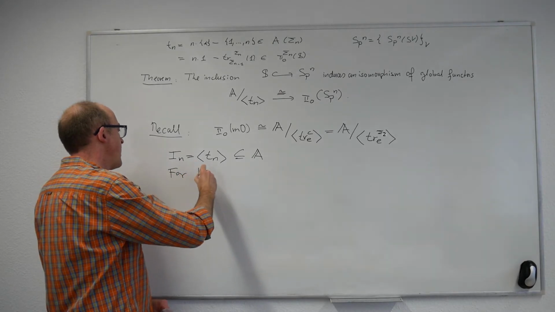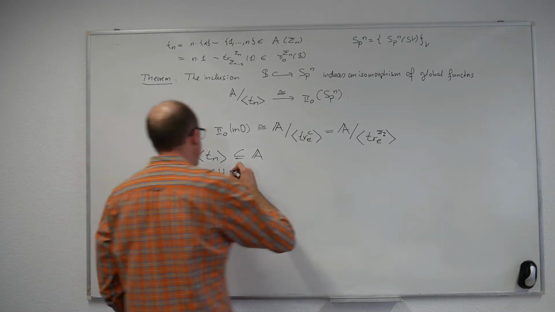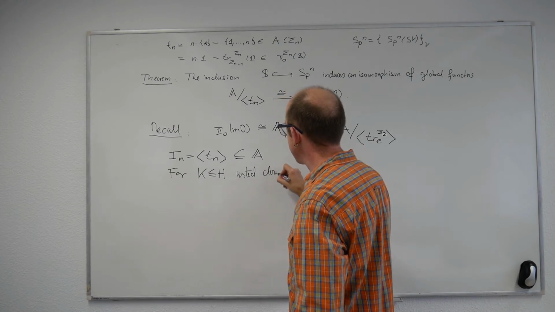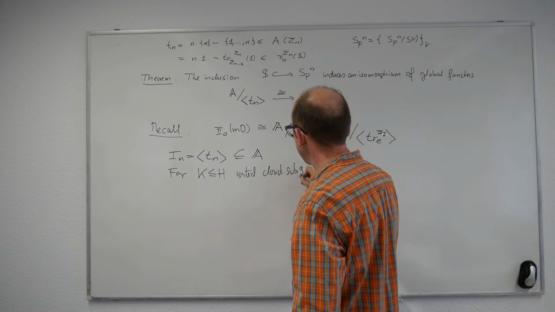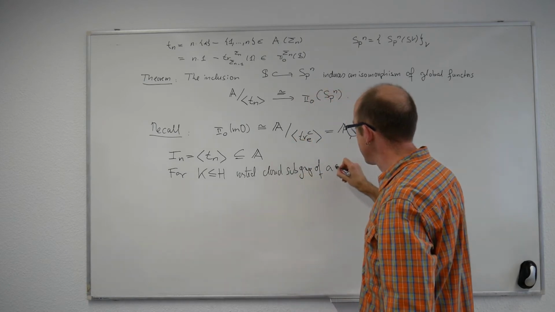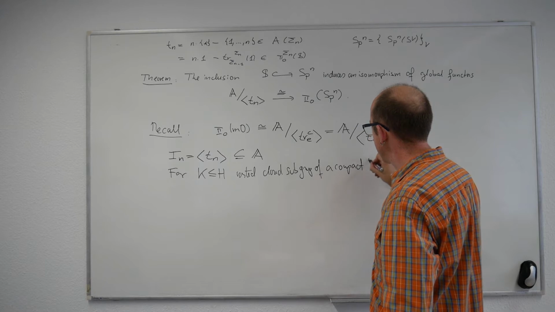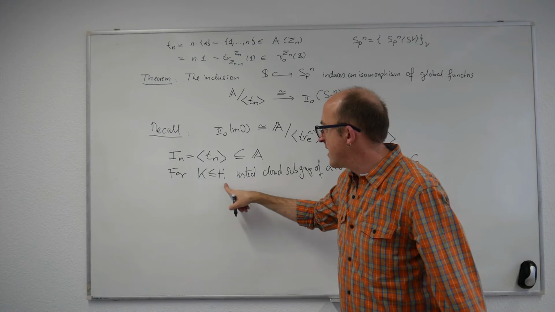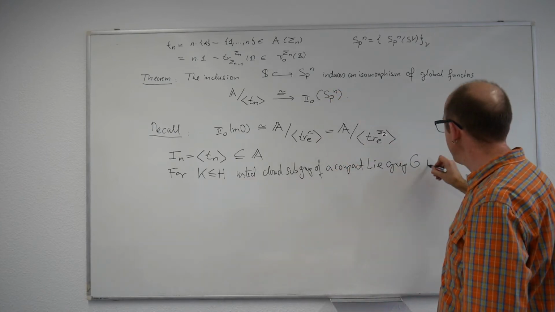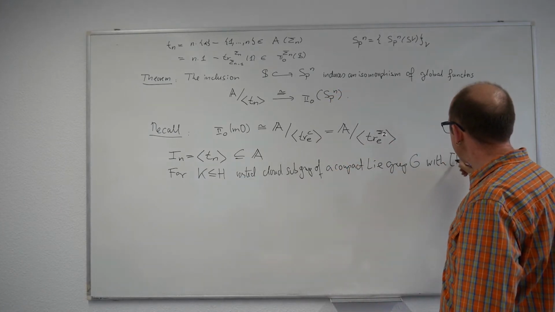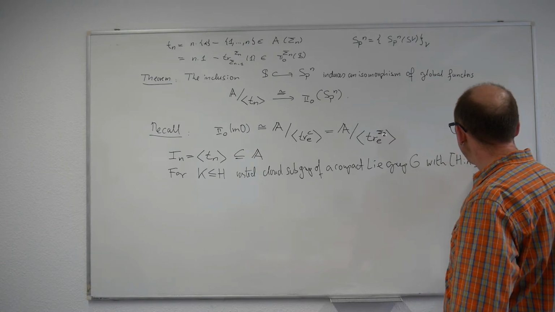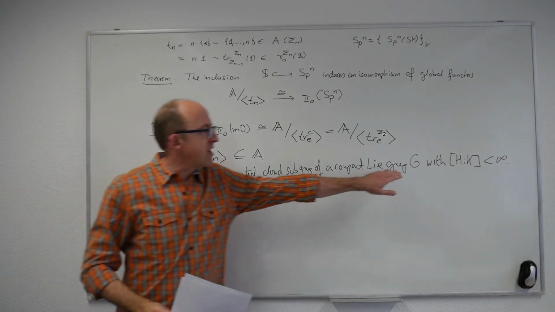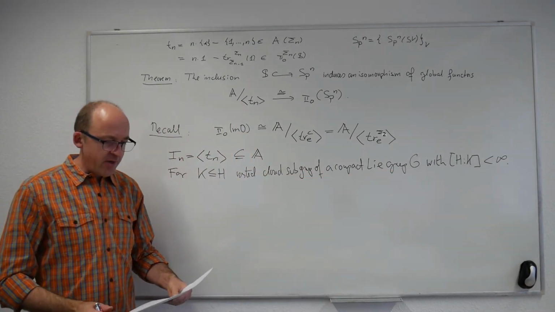So for k less than or equal to h, nested closed subgroups of the compact Lie group G, I'm going to assume that these have finite index in each other. So the index of k in h is finite. In other words, these have the same dimension. They can have a strictly smaller dimension than the ambient group, but they have to have the same dimension.